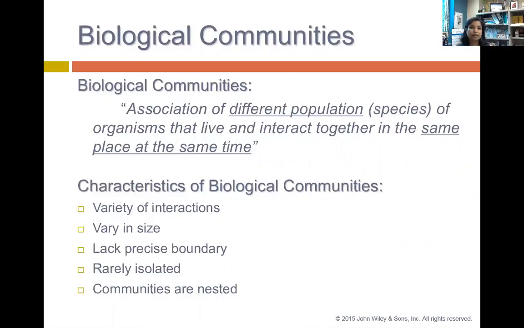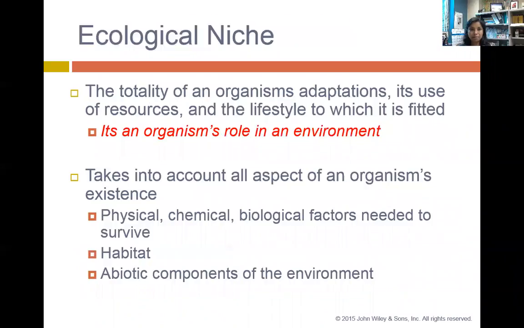Communities vary in size. They lack precise boundaries, okay? And they're rarely isolated, rarely. Alrighty, and then learn about the term ecological niche. Ecological niche is not the same as habitat. Habitat is where you live. Niche is what you do.